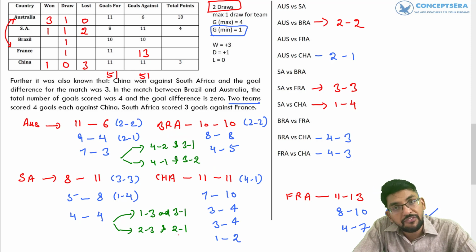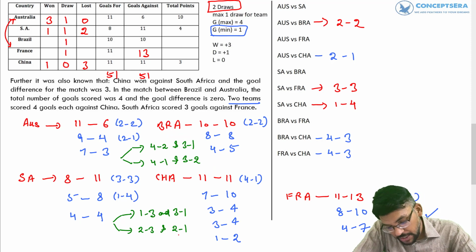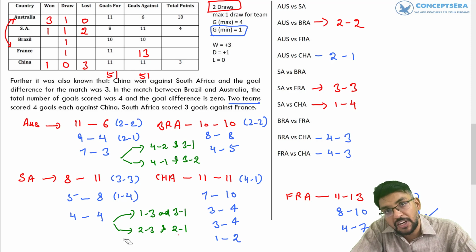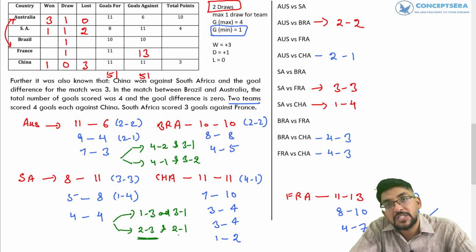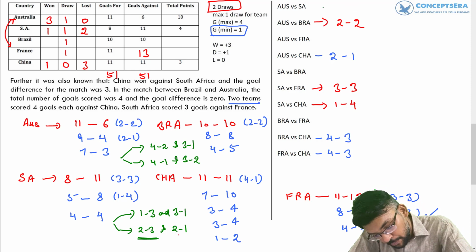So the only goal lines we have left for South Africa are 1-3, 3-1 and 2-3, 2-1. Even though there are 2 cases, the number of goals against South Africa is fixed and it is given to us as 3 when South Africa is going to face Australia. So 2 goal lines are possible here, either 3-2 or 3-1.